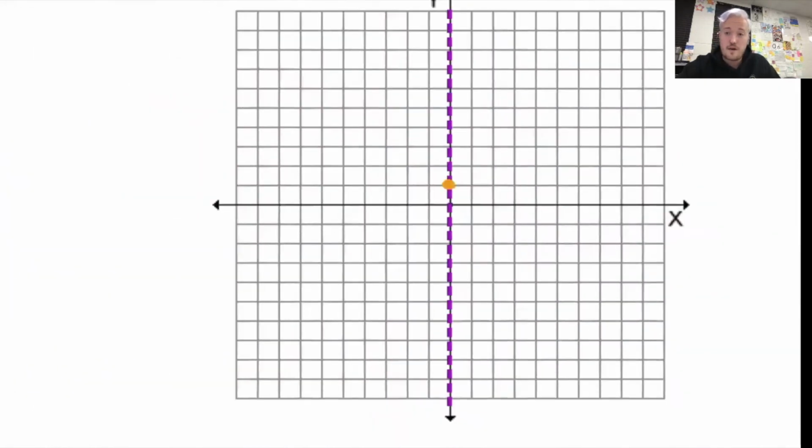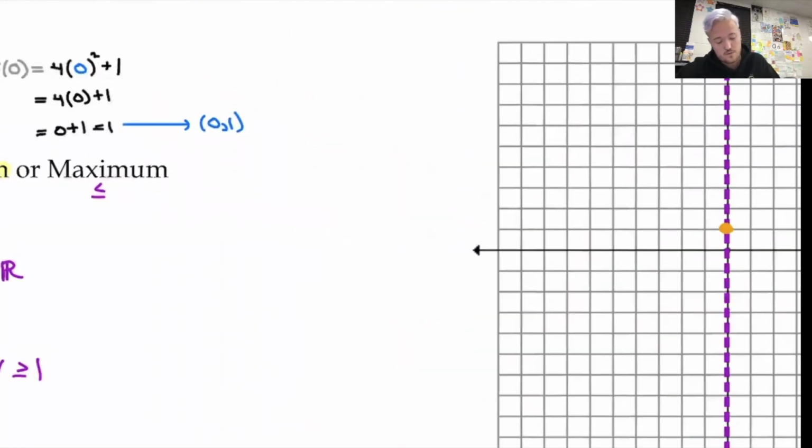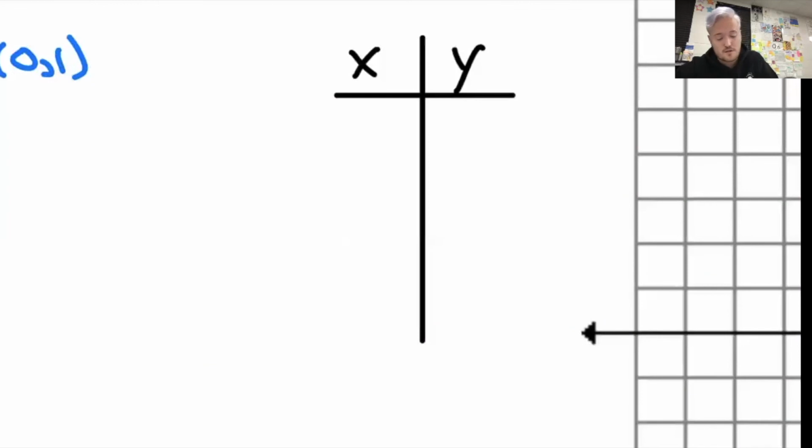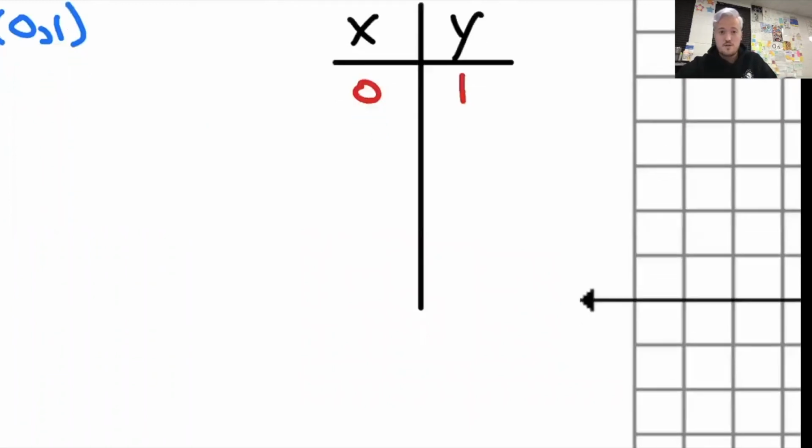So now I need to find my other table values. So this is where I'm going to draw my table. Remember, we're starting with the vertex, so I'm going to start with 0, 1. And then afterwards, you want to find the other values. So after 0, you can find 1, 2, and 3. So we'll just say 3 values for this one.